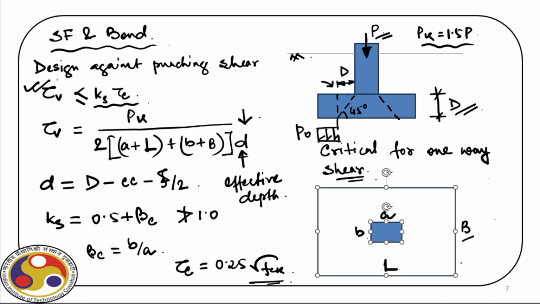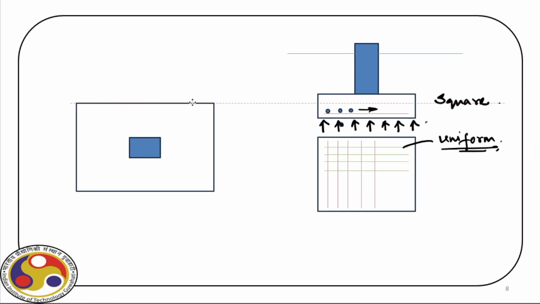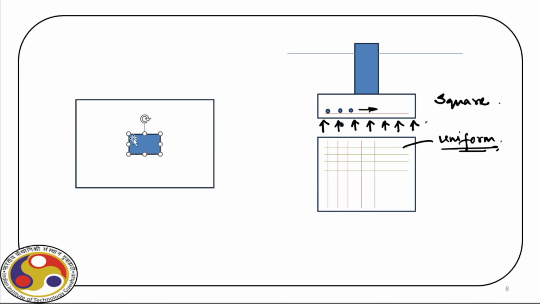So if we have a rectangular footing, as you can see here, let me remove this column. For this footing, we'll have one set of bars along this direction, as you can see, this way. But there will be a special arrangement of bars in the shorter direction that I will come to in a minute. Along the longer direction, we provide bars uniformly.